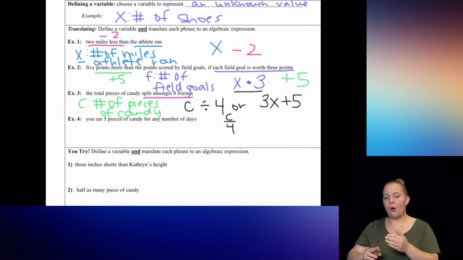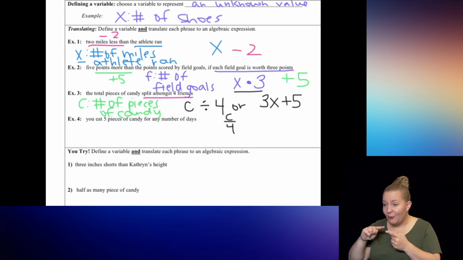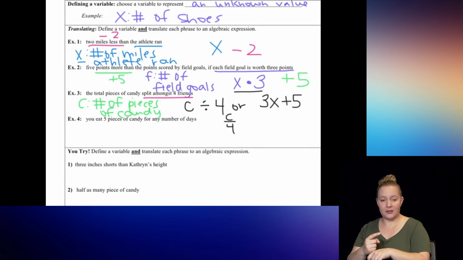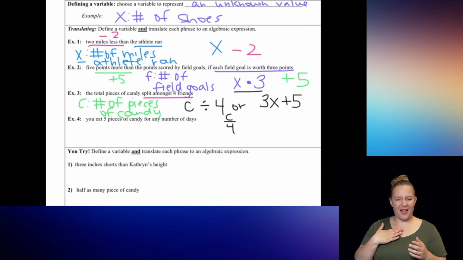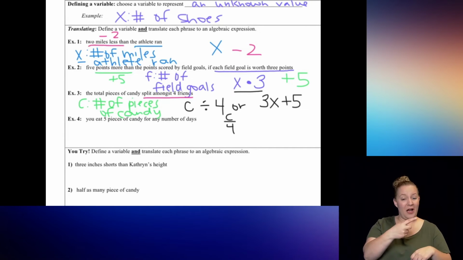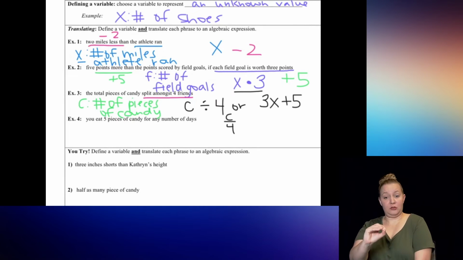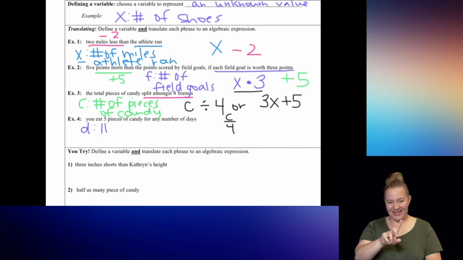All right, and then the last example is you eat 5 pieces of candy. Clearly I was obsessed with candy when I wrote these notes. For any number of days. Okay, so any number of days you eat 5 pieces. So what I'm going to do here is my unknown is how many days I'm actually eating it. So am I eating it for 1 day? Am I eating it for a million days? Am I eating it for 5 days? Am I eating it for 0 days? We don't know, so therefore that is our unknown. So D is going to be represented by the number of days.